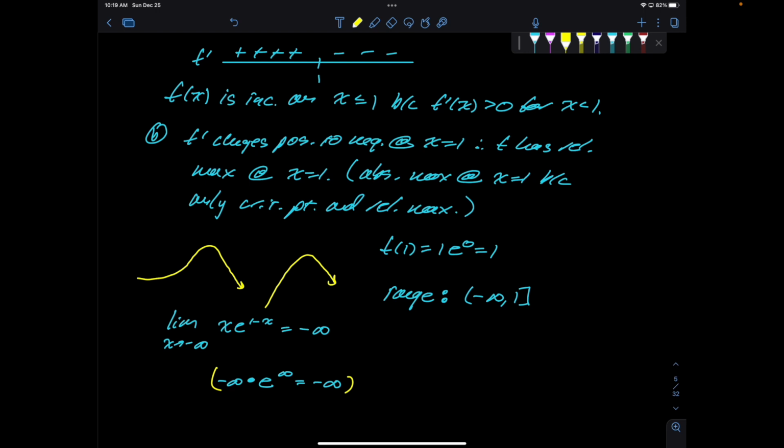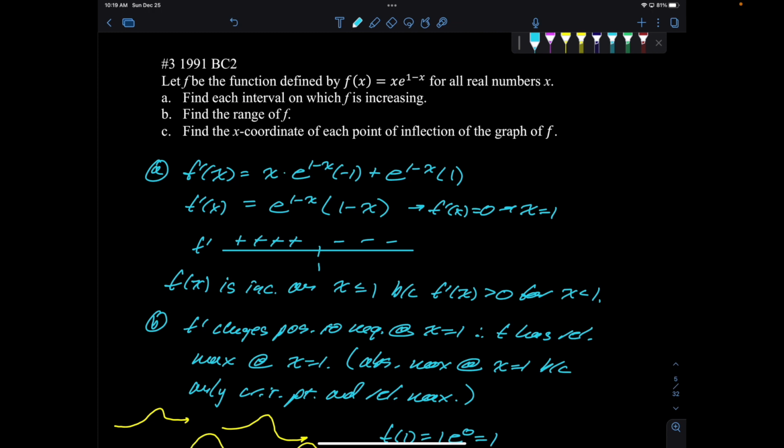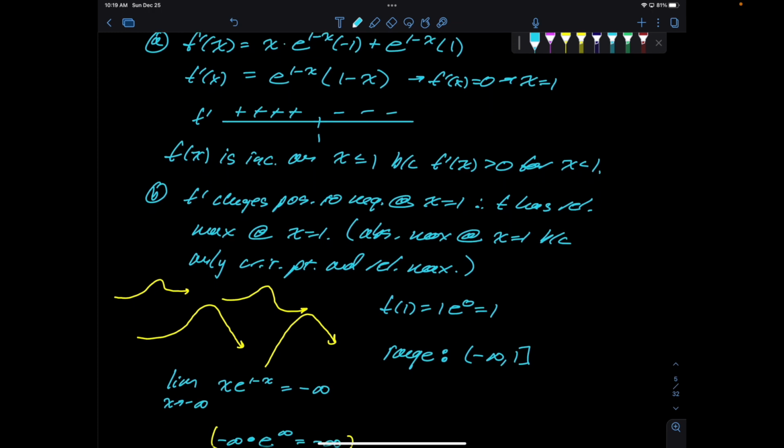There's a third option where you have this, right? That could happen. Maybe there's a fourth option where you go like that, right? So any of those could happen. So we really need to look at negative and positive infinity. And find the x-coordinate of the points of inflection or the point of inflection or whatever.